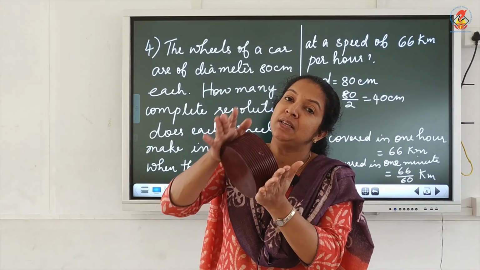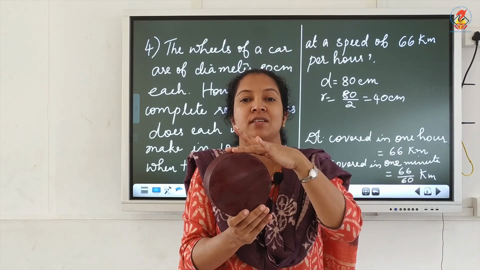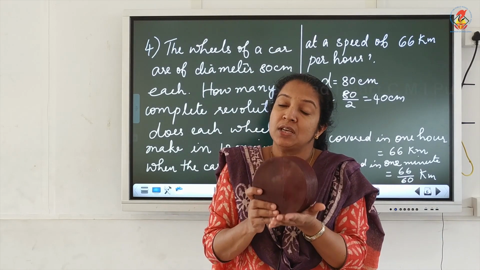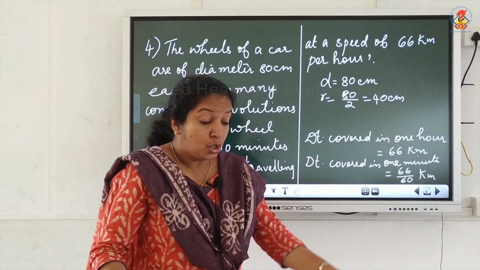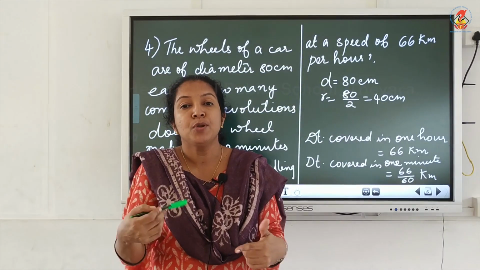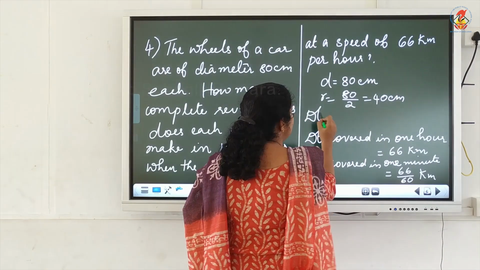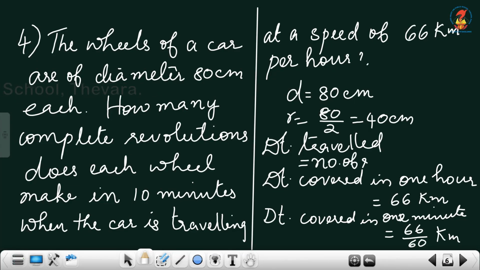So, 1 revolution means 1 circumference because this part is touching on the ground. So, 1 revolution means 1 circumference, 2 revolutions means 2 into circumference, 3 revolutions means 3 into circumference. So, the distance travelled is number of revolutions into circumference. So, distance travelled is equal to number of revolutions into the circumference C.